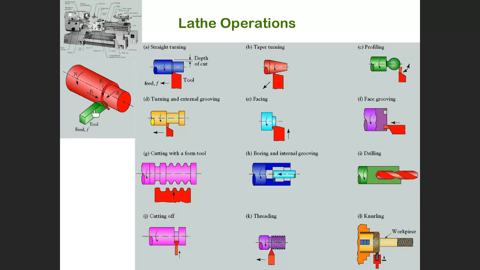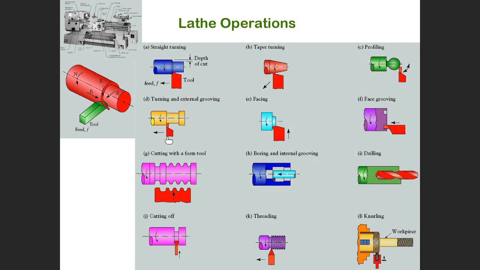This is the depth of cut. The tool initially penetrates to get the depth of cut. This is a straight cut. This is the taper, right? Taper meaning the tool moves in both radial and axial direction simultaneously. This is a pocketing or profiling. This is a profiling. This is a groove, external groove.